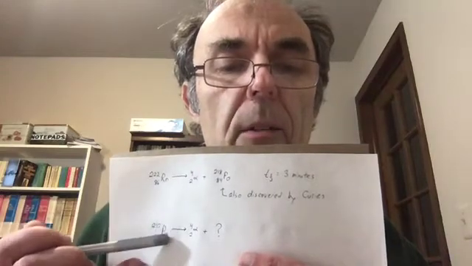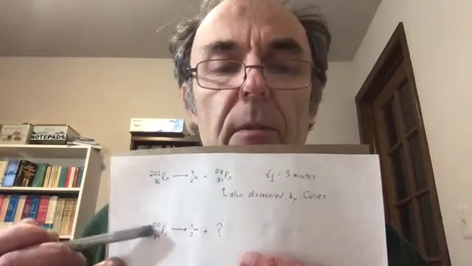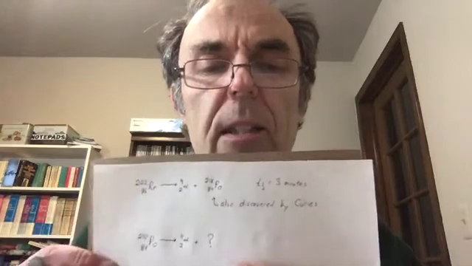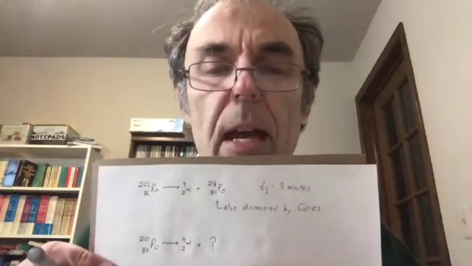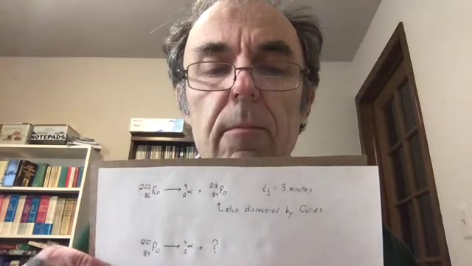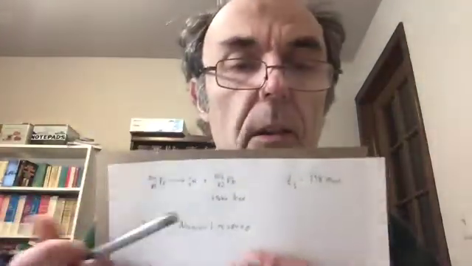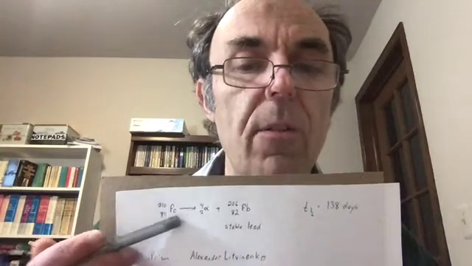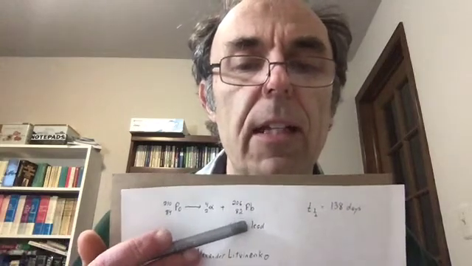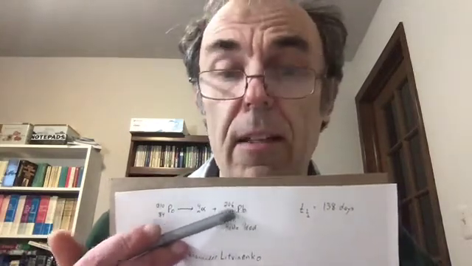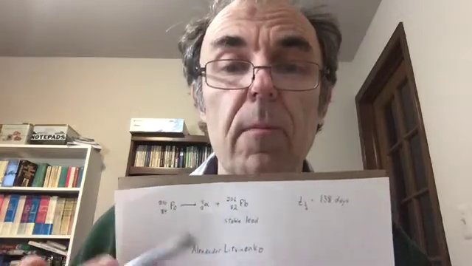Polonium-210. Polonium-210 is not stable, and it decays by alpha decay. What does it decay to? Stop the video, then come back. Polonium-210, element 84, decays by alpha decay to element 82, which is Pb, or lead, lead-206.